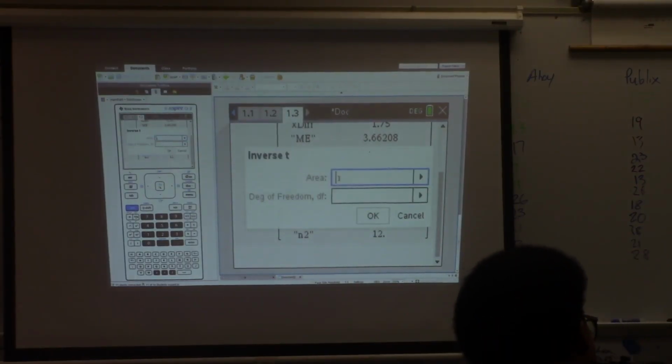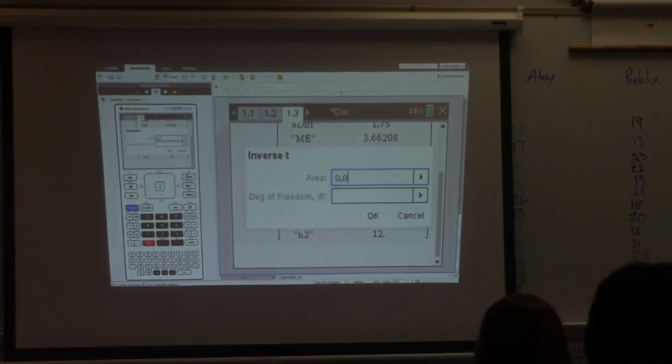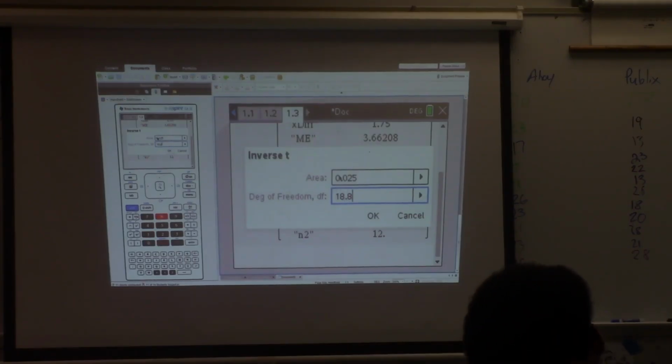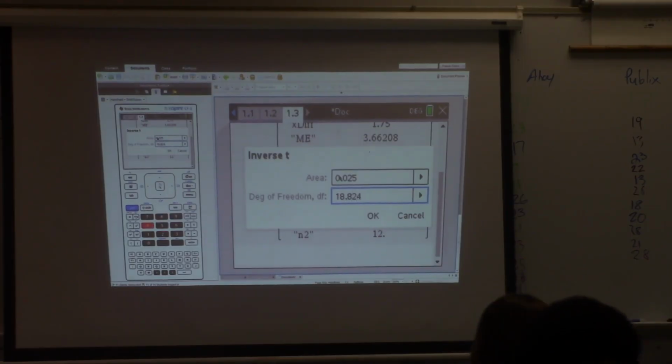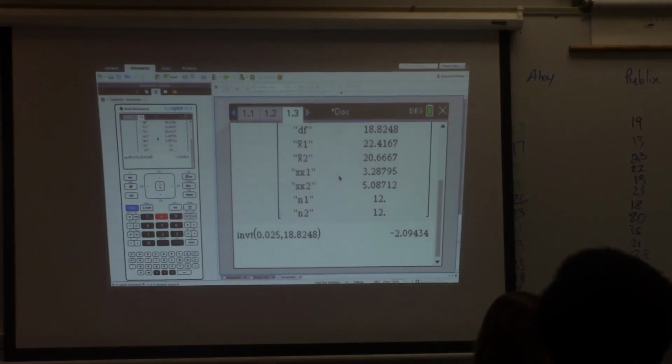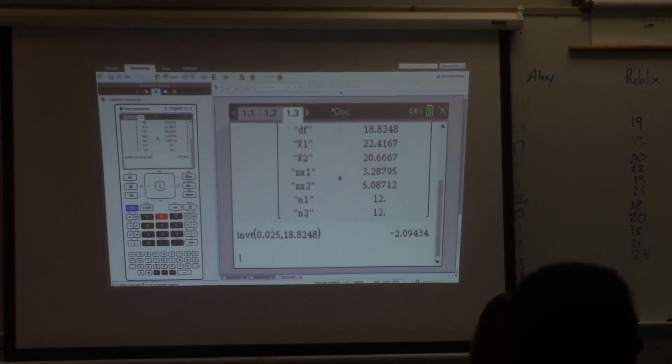Why are you throwing stuff across the room? 0.025. The degrees of freedom was 18.8 something, 248. So you would have to put that in. That's the actual critical value that you want to use. Now, if you put the 2.201, guess what? It'll be fine. That'll be fine.